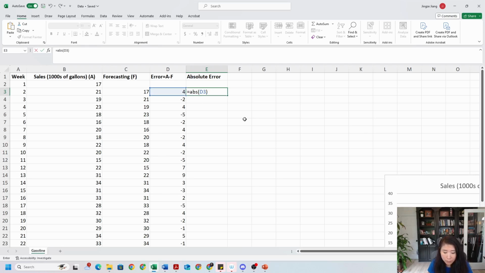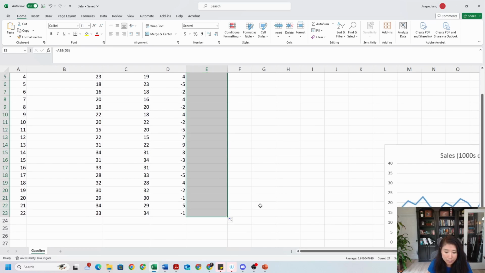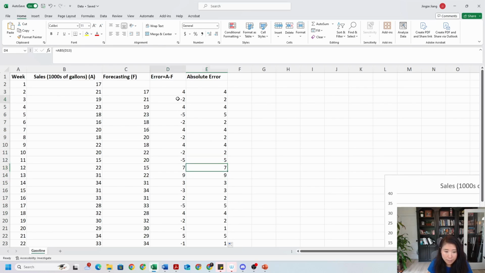And we will use the drag down function to fill in the rest of the cells for the rest of the periods. So I will push enter, and it gives me 4. I move my mouse to the bottom right corner, left click, hold it, and drag it down to the last one. As you can see, it used to be a negative error. After you take the absolute value, it becomes positive. So this is what we need.